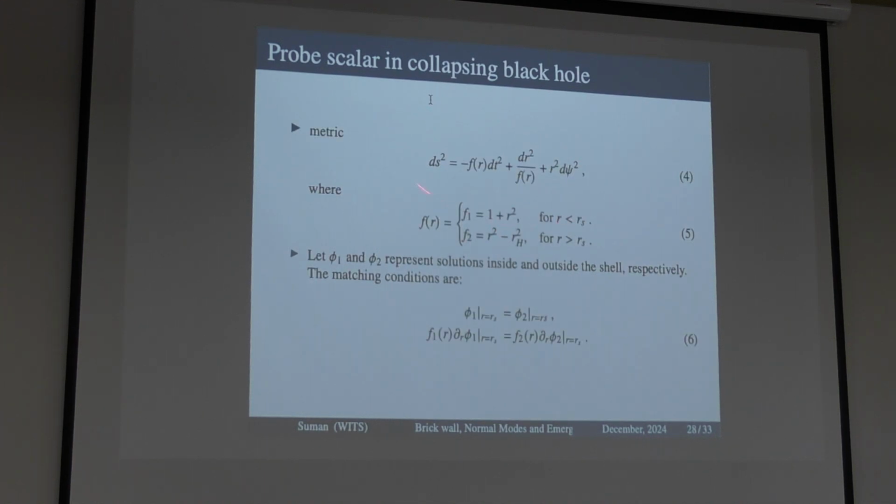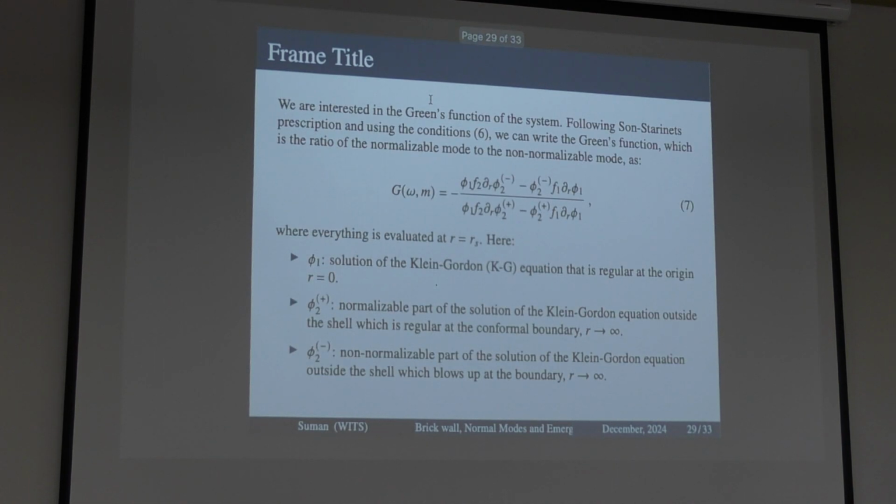So this is our metric, and R_S is the position of the shell. Inside the shell the geometry is global AdS, and outside the shell the geometry is BTZ. So now we have to impose these two boundary conditions. If you impose these boundary conditions, and compute the Green's function using the Son-Starinets prescription, you will find this Green's function, where phi 1 is the solution of the Klein-Gordon equation and is regular at the origin. Phi 2 plus is the normalizable part, and phi 2 minus is the non-normalizable part.